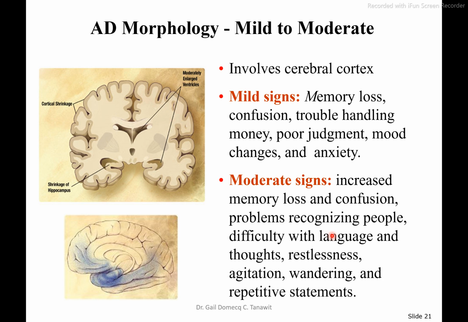For the moderate signs, increased memory loss and confusion, problems in recognizing people. So the patient will not be able to recall the name even of his wife or her husband. Difficulty with language and thought, restlessness, agitation, wandering. Repetitive statements, paulit-ulit siyang sinasabi, like, what's my name, and so on.